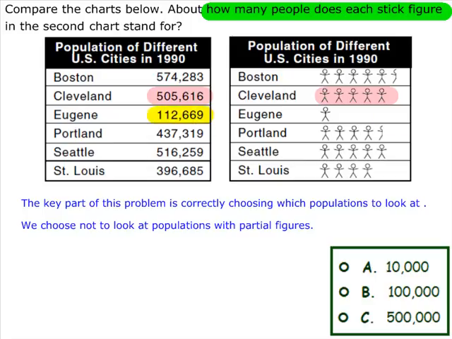Say Eugene, which has a population of about 112,000, or about 100,000, and there is 1 stick figure. So what we get out of this is that there is 1 stick figure for every 100,000 people here. And that is answer B.